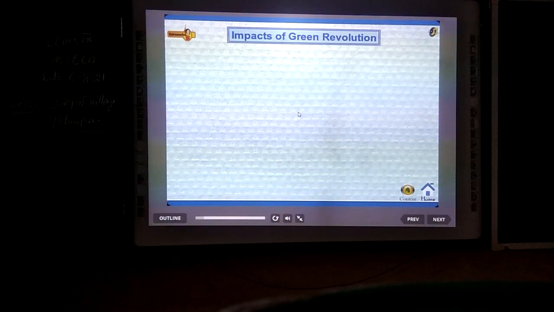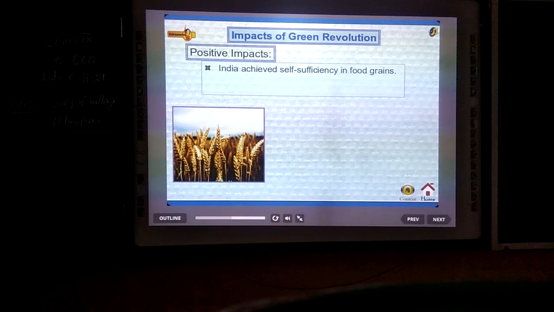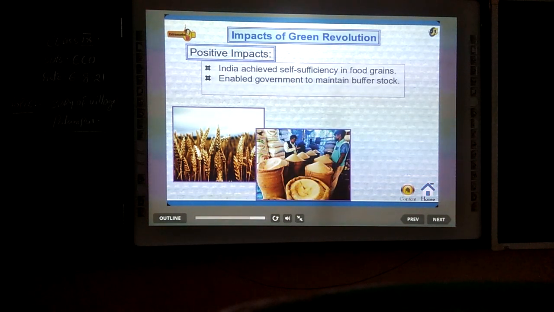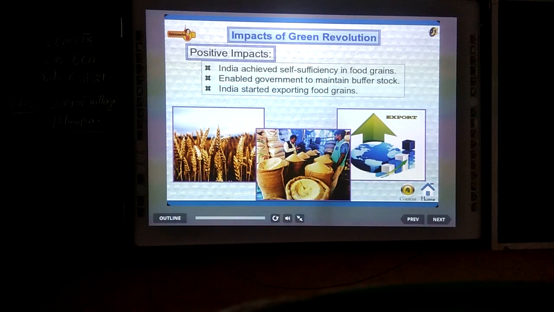Let's study the impacts of Green Revolution. We will first look at the positive impacts. India achieved self-sufficiency in food grains. It enabled the government to maintain buffer stock. India started exporting food grains.